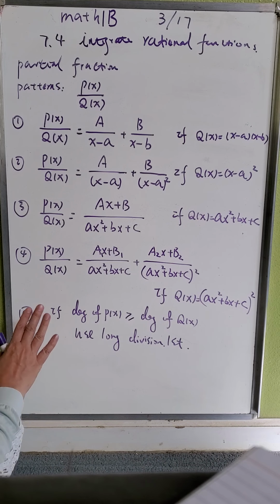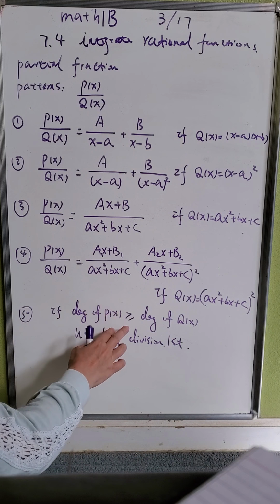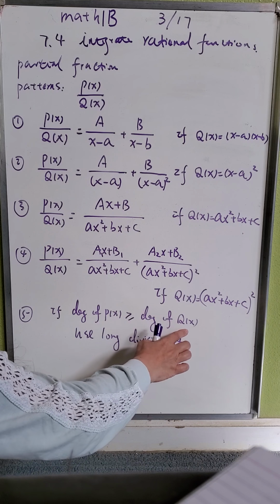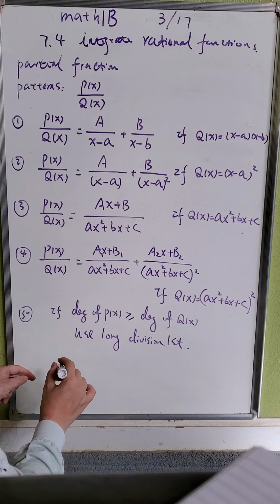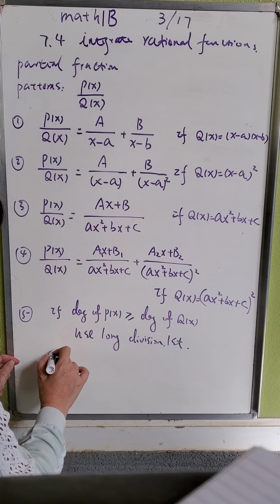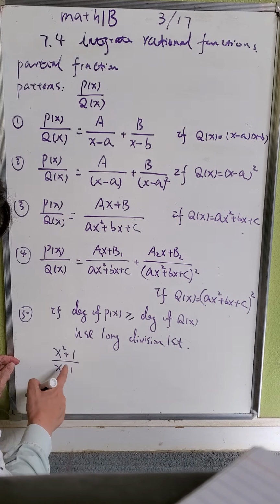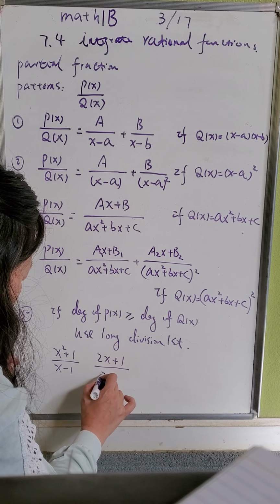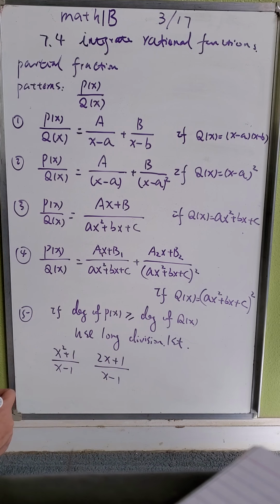Now the last pattern is very useful, okay? The book didn't state it, but I tell the class. If the degree on the top is bigger than or equal to the degree in the bottom, then use long division first. So what I mean by bigger, let's say x squared plus 1 over x minus 1. That's bigger. Or if I have 2x plus 1 over x minus 1, that's the same. Then for this kind of thing, you use long division. So this is basically 5 patterns.